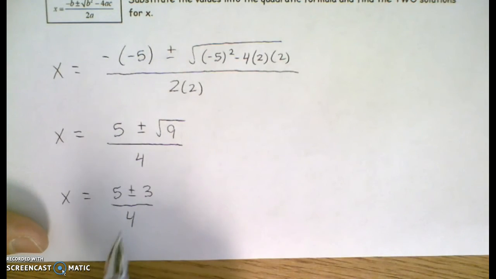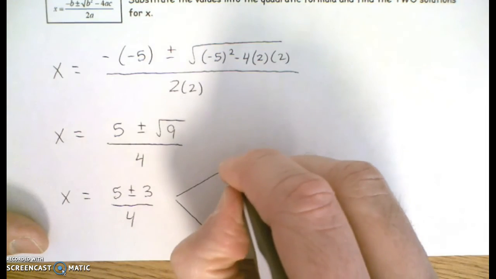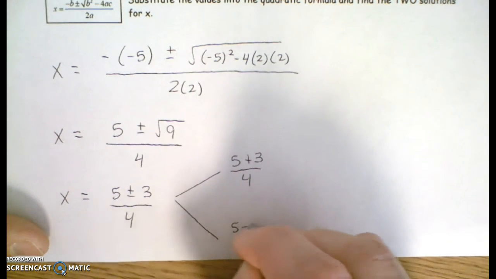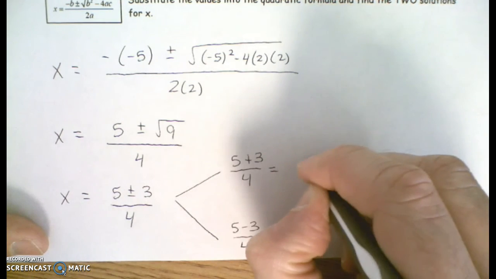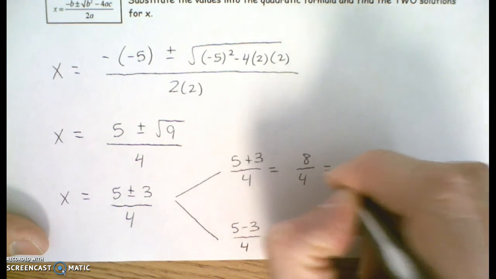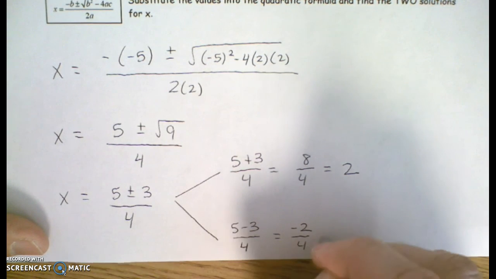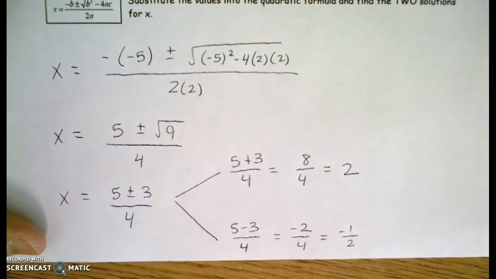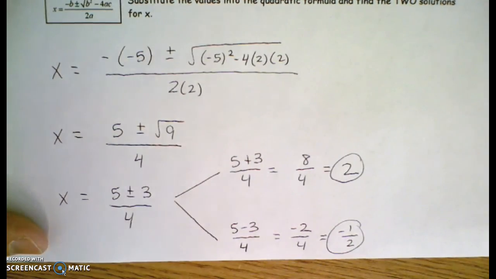Once I get to here, that's where I branch it. So there's no more square root sign, there's nothing else, I can branch it. And I'm separating it out into 2 problems, 5 plus 3 over 4, or 5 minus 3 over 4. So I get 8 over 4, which is 2, or -2 over 4, which is -1/2. Sometimes you'll get fraction answers, so don't worry. But right now we just found the solutions. These are the numbers that when I plug them back into my original equation will give me 0.